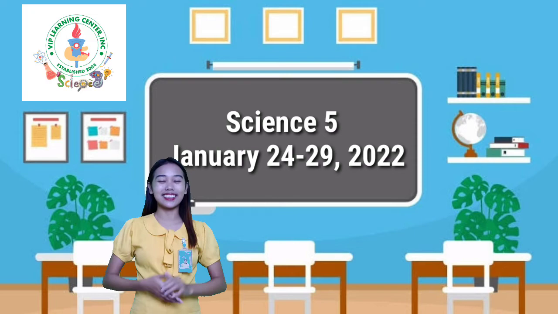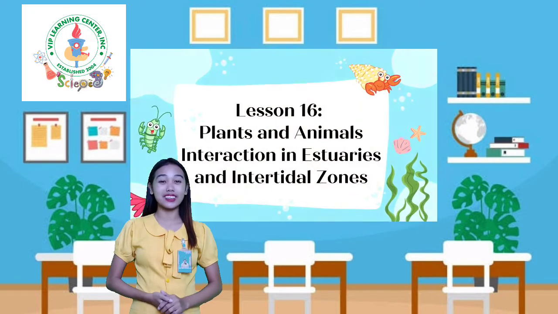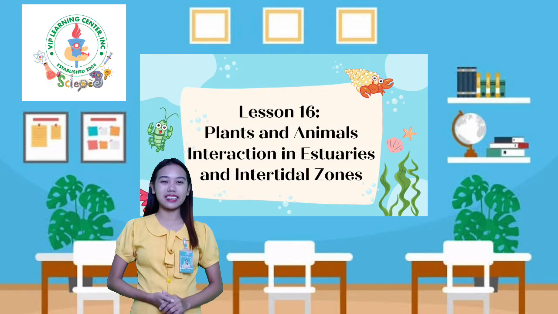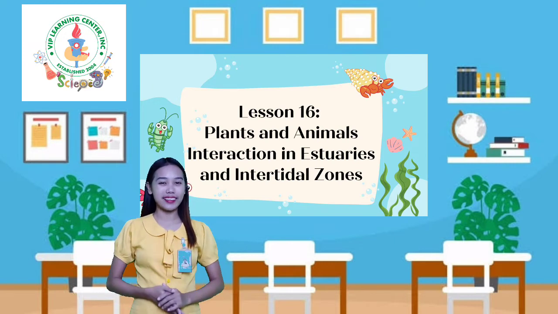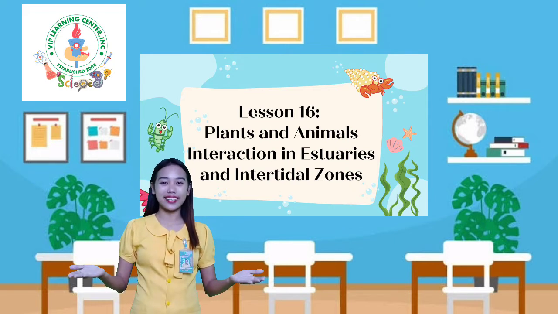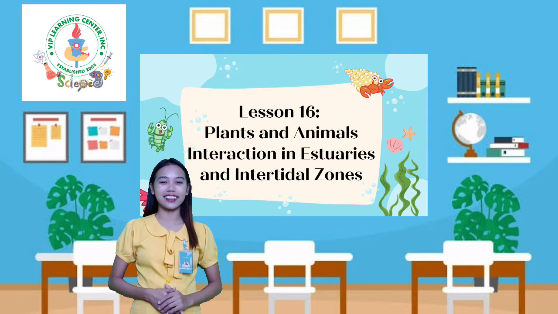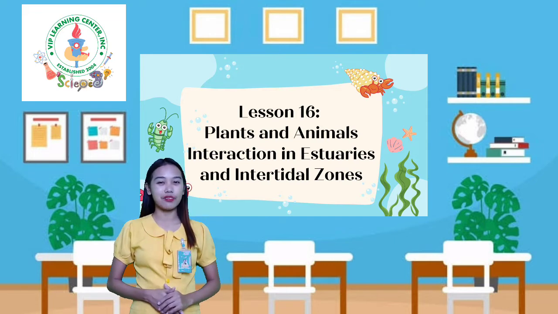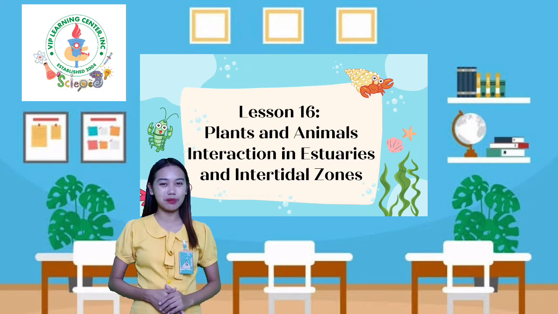Very good! This week, let us learn about Lesson 16, Plants and Animals Interaction in Estuaries and Intertidal Zones. In this lesson, you are expected to identify the biotic and abiotic components of estuaries and intertidal zones. Discuss the interactions among living things and non-living things of estuaries and intertidal zones. Recognize the physical factors in the ecosystems that enable organisms to survive.